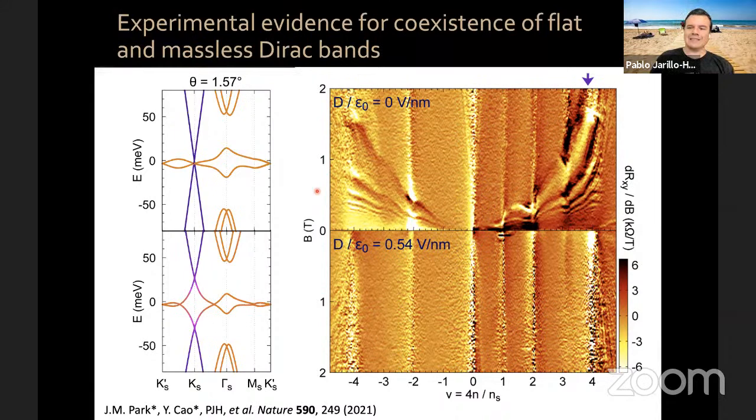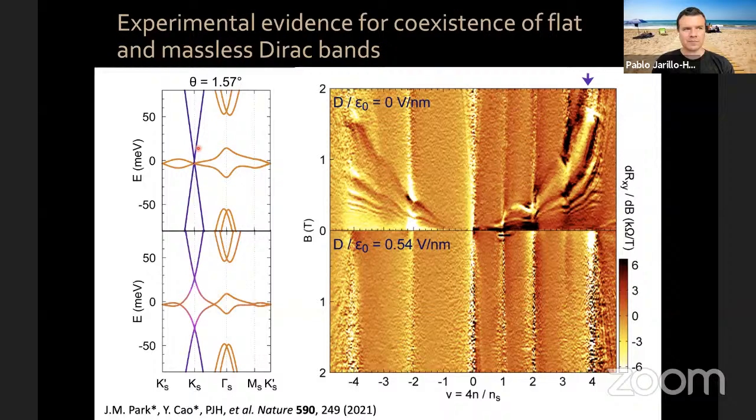Now in the Kagome lattice, the flat band is typically very far away from the Fermi energy and at the very top of the massless band. But here, as you can see, the Dirac point of the massless band is very close to the charge neutrality of the flat band, and both coexist and are very close to the Fermi energy. So in some sense, this realizes something that people look a lot for in Kagome lattices. So those were my personal motivations.